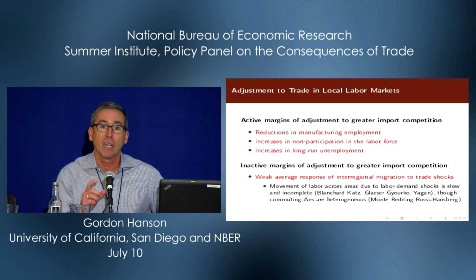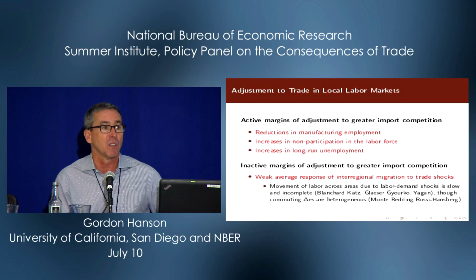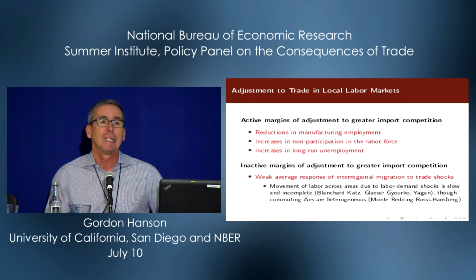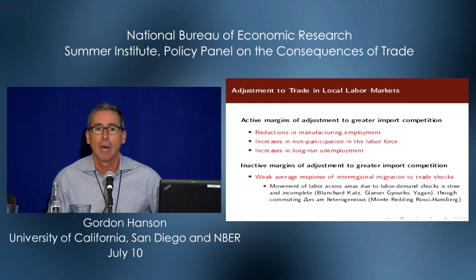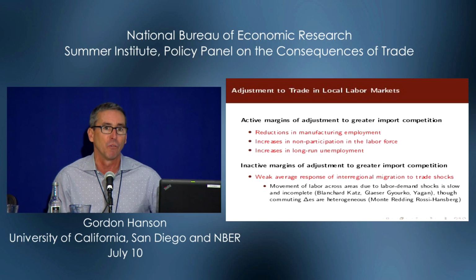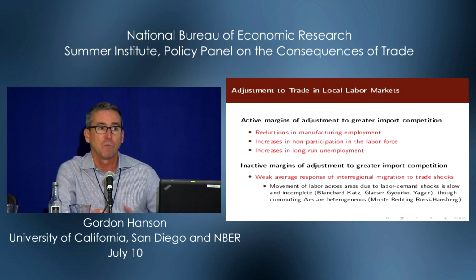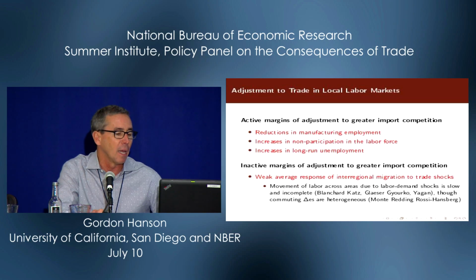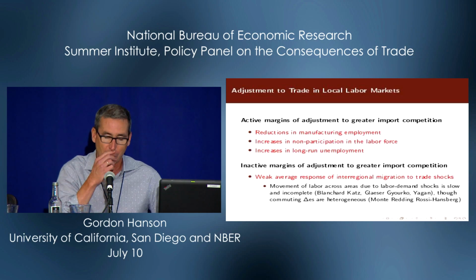And so what this taught us is that there are a set of margins of adjustment that are operative that we hadn't really been looking at before. When we saw declines in manufacturing employment in a region, what happened was not those workers relocating to other regions, but we saw excess exits from the labor force, increases in long-run unemployment. And so this took a margin of adjustment off the table, this interregional adjustment mechanism, which we had just kind of assumed, and trade economists had been pretty sanguine about in the past.